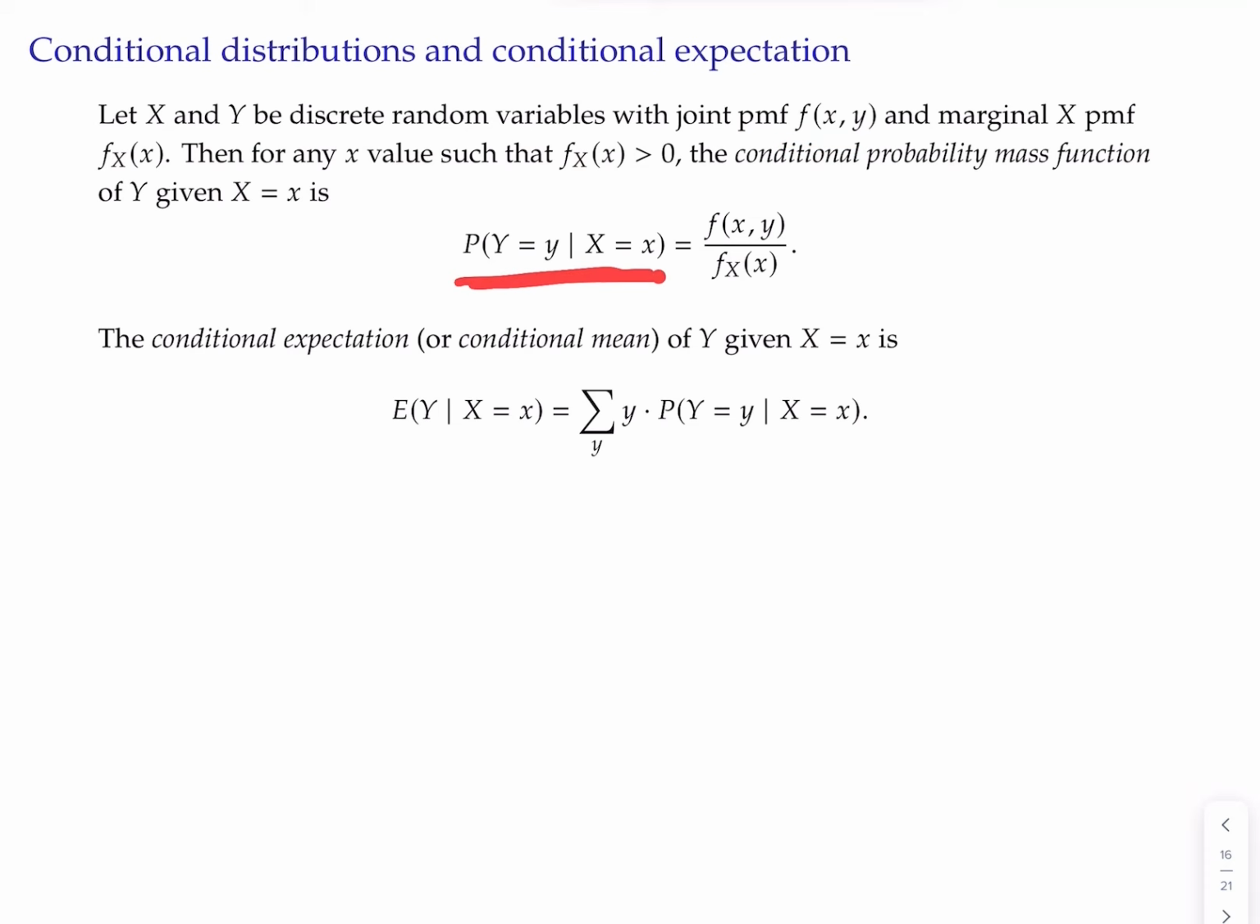Think about a probability like this. The probability y is equal to 3 given that x is equal to 2, or something like that. It is the ratio of the joint PMF value, x is 2, y is 3, divided by the marginal PMF value for x, the probability x is 2.